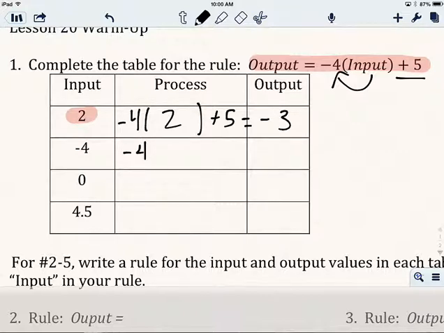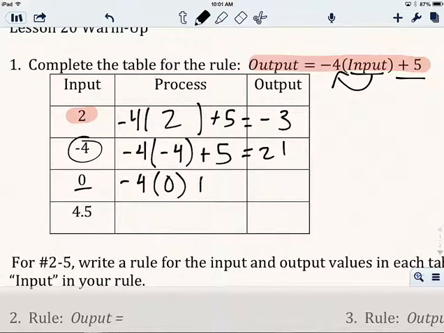So instead of 2 on this next one, I have an input of -4, so the input spot gets taken place by -4 plus 5. So -4 times -4 is positive 16 plus 5 is 21. All right, we'll keep going here. -4 times, and then the input in this case is 0 plus 5. -4 times 0 is 0 plus 5 is 5. All right, last one, -4 times 4.5, should be old hands at it by now. 4.5 times 4 is 18. It's going to be negative, plus 5 is -13.